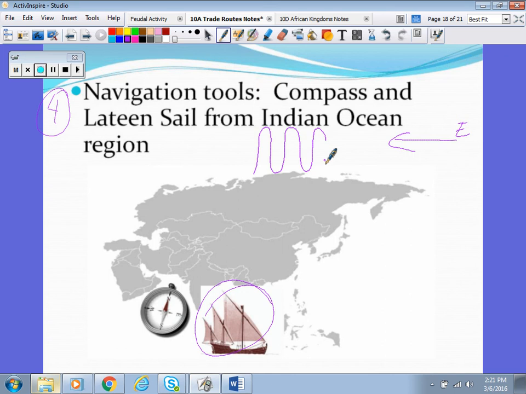This speeds up transportation, improves trade in the Indian Ocean. It's part of the reason the maritime trade that occurs in the Indian Ocean becomes such an important thing between the years 1000 and 1500. Okay? These two inventions are massively important.